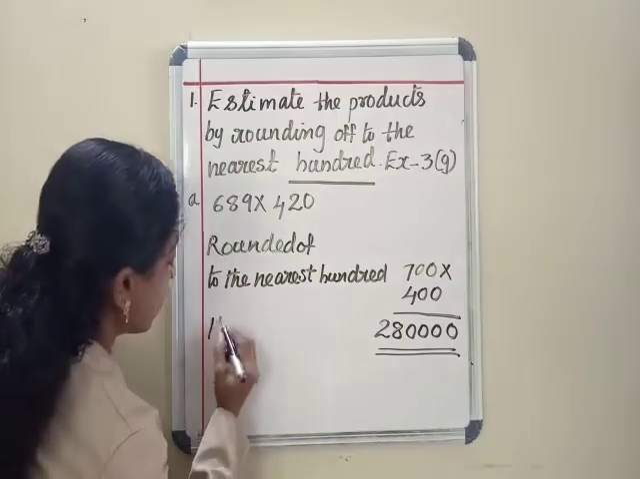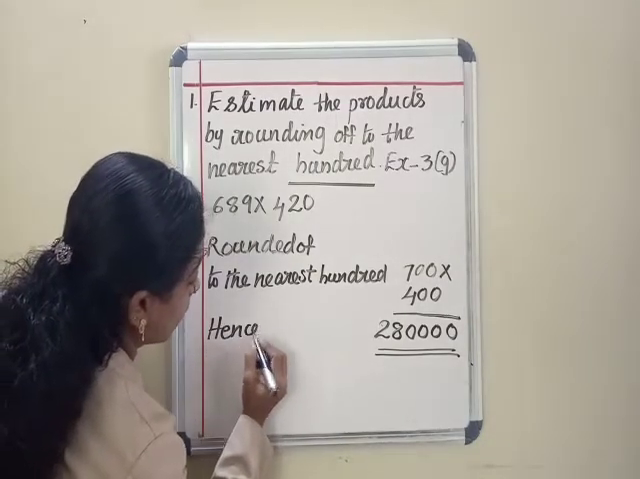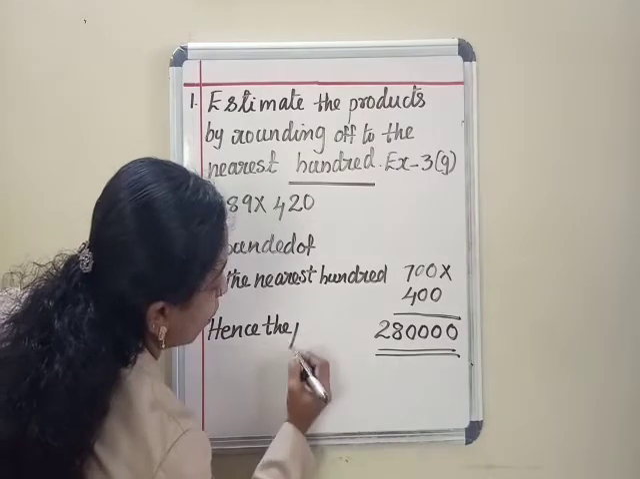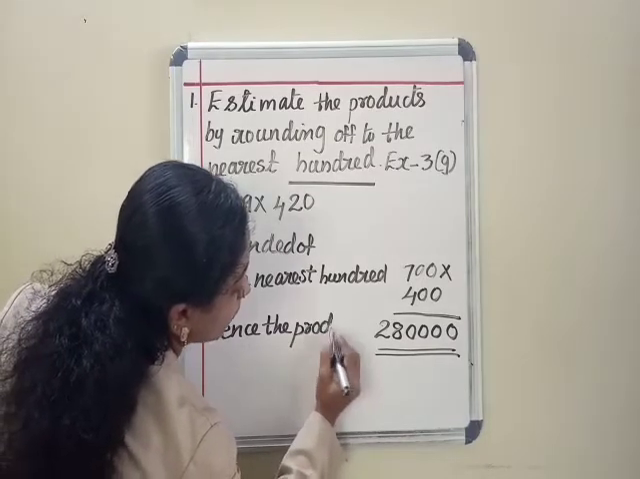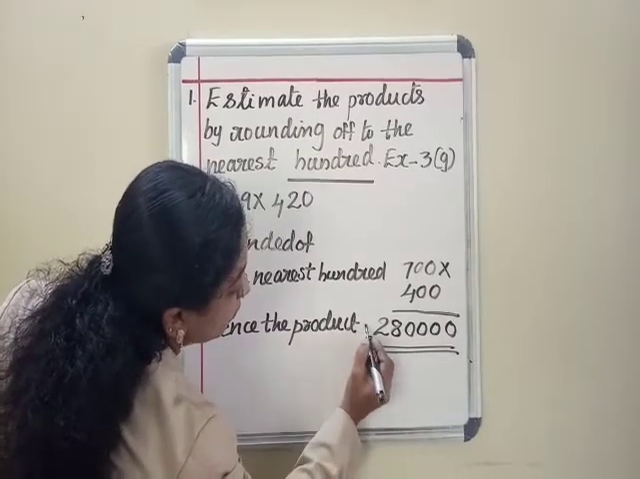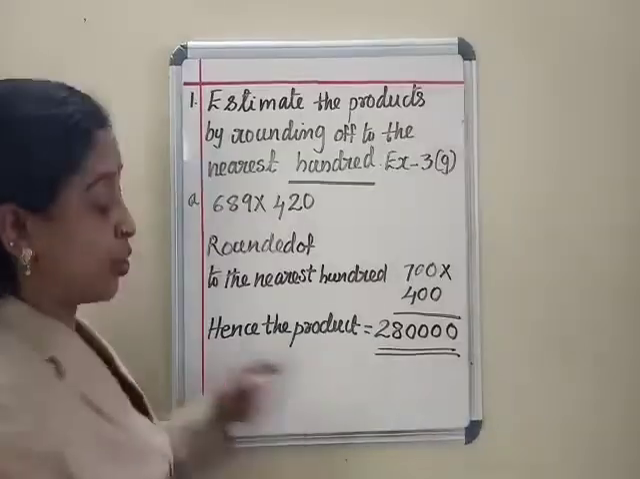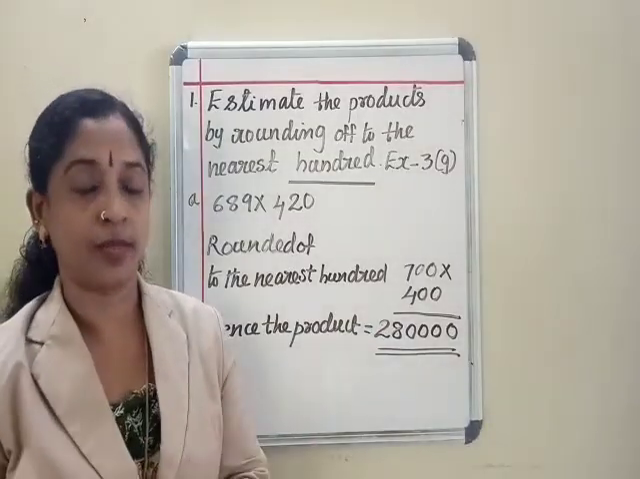You can write, hence the product. Hence the product is equal to 2,80,000.